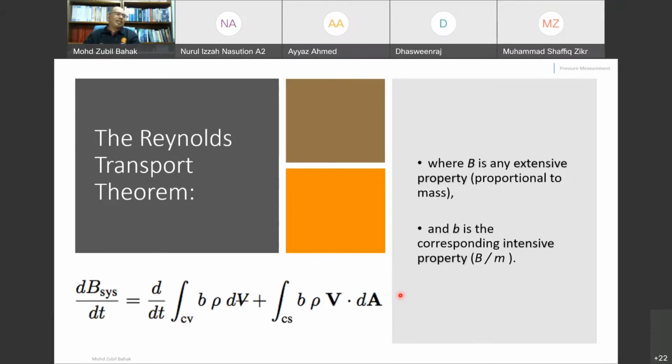So what is the meaning of this equation? Here B is an extensive property proportional to mass, while the small b is the corresponding intensive property, which is defined as B, the extensive property, divided by mass. I hope you remember it, and when you see it, you say, oh, I remember that.